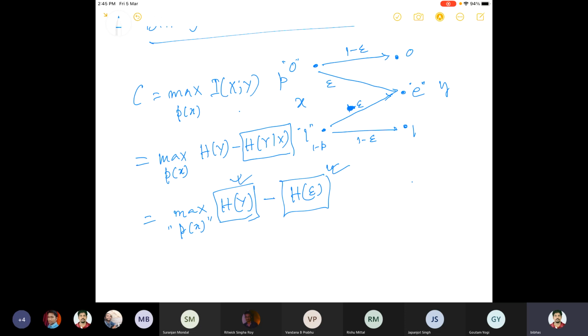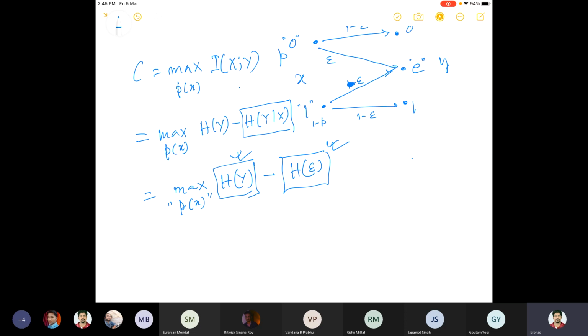Now say if I want to use the other trick, the trick we used in the previous channel, then this will be less than or equal to log 3 minus h(epsilon). So yeah, log 3. But the question is, can log 3 be a value of H(Y) for any value of P? I mean, does there exist any value of P and 1 minus P such that H(Y) will be equal to log of 3? And the answer will be no.